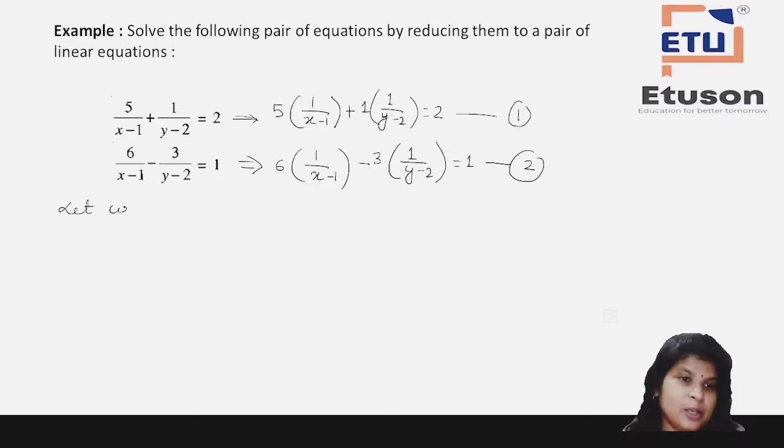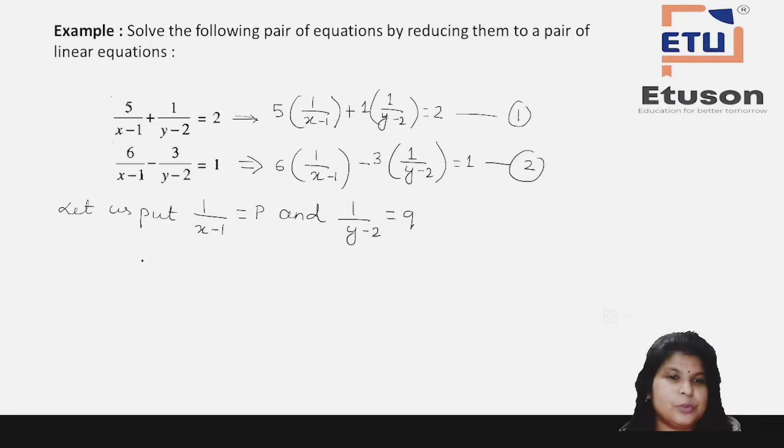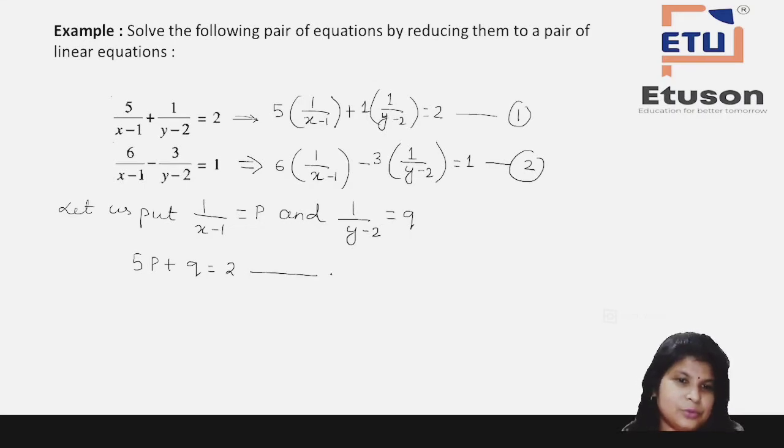Now, what I told you? Let us put 1 divided by x minus 1 is equal to p and 1 divided by y minus 2 is equal to q. So, what will be your pair of linear equations then? It is 5p plus q is equal to 2. Let us name it equation 3. Correct or not? Similarly, your fourth equation will be 6p minus 3q is equal to 1. Correct or not? So this will be your fourth equation.